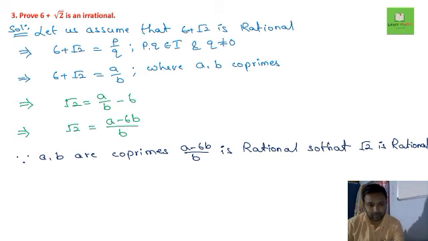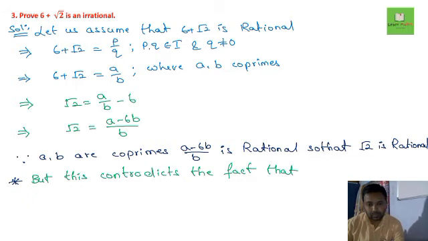But this contradicts the fact that root 2 is clearly expressed in the form of under root n, where n is not a perfect square. So it is an irrational number. But this contradicts the fact, since root 2 is irrational.